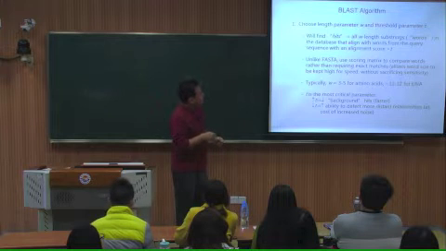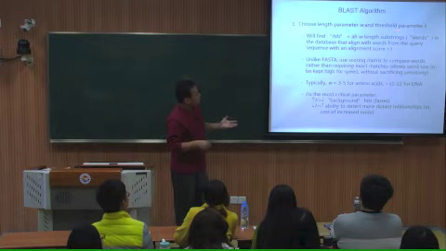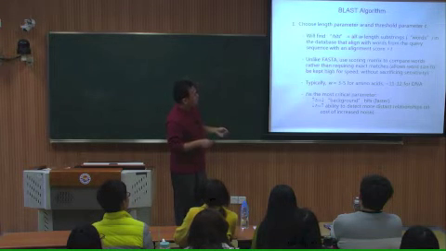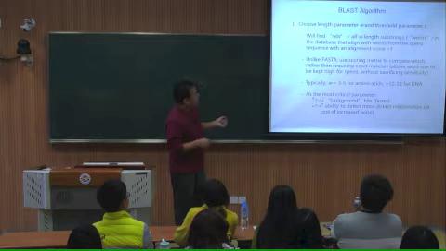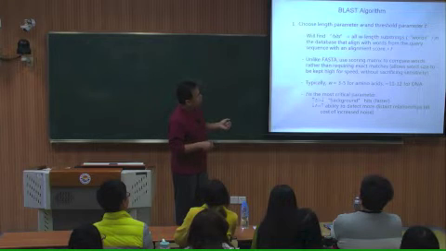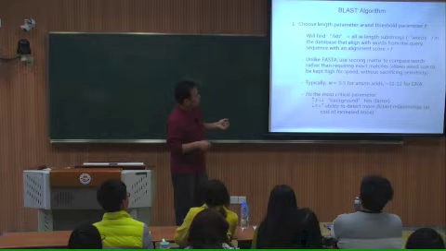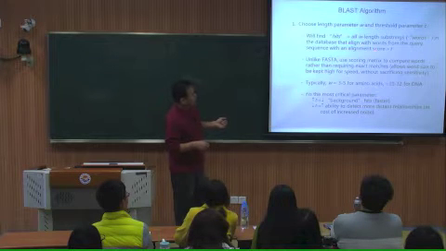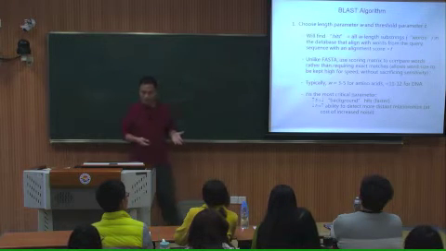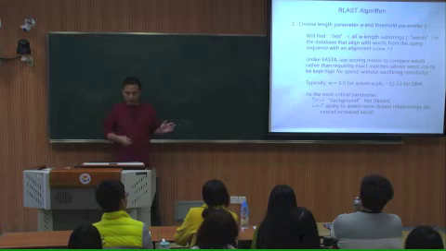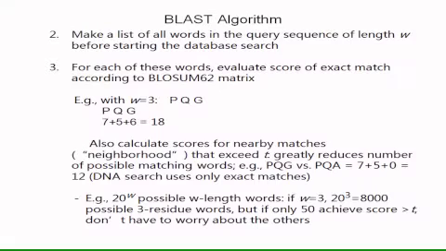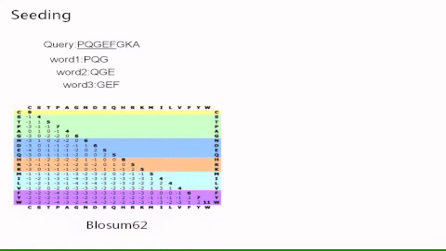So first, it will choose the length parameter W and the threshold parameter T. Okay, it will find hits, or W length substrings in the database that align with a word from the query sequence with an alignment score greater than T. So what does that mean? Let me show you a graph here.